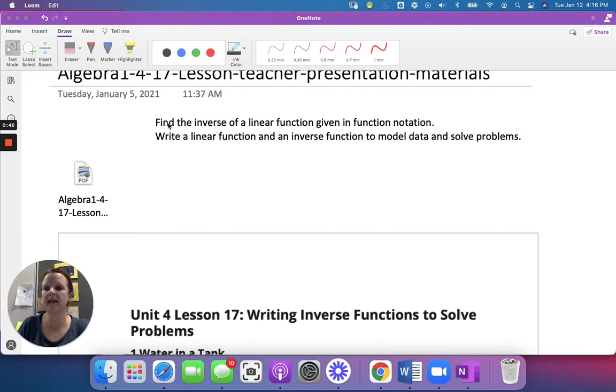So our goal today is to both find the inverse of a linear function given in function notation and write a linear function and an inverse function to model data and solve problems. So we're getting towards the end of the unit. We're really pushing you guys to write your own equations and be able to find the inverse of them.